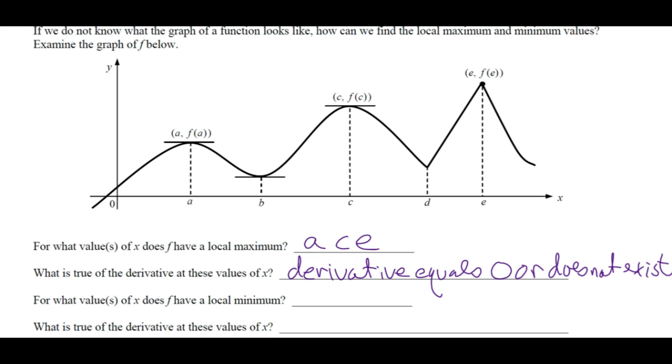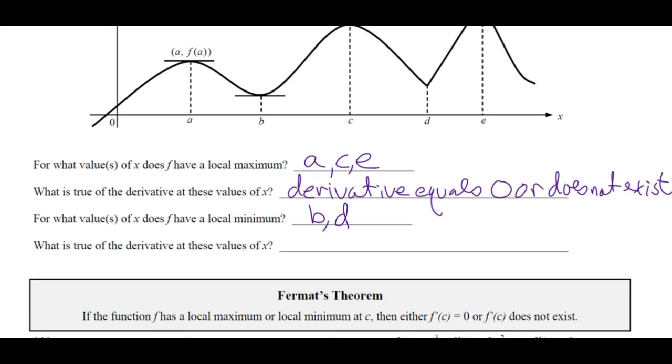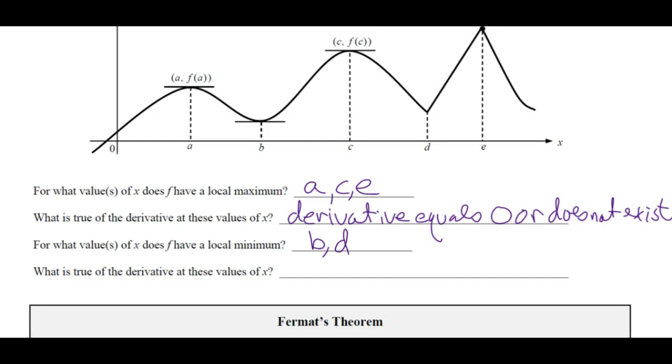For what values of x does f have a local minimum? B and D. And what is true of the derivative at these values of x? 0 or does not exist.